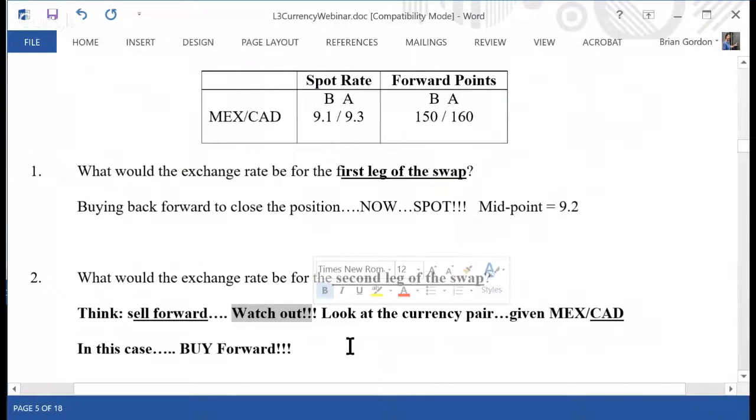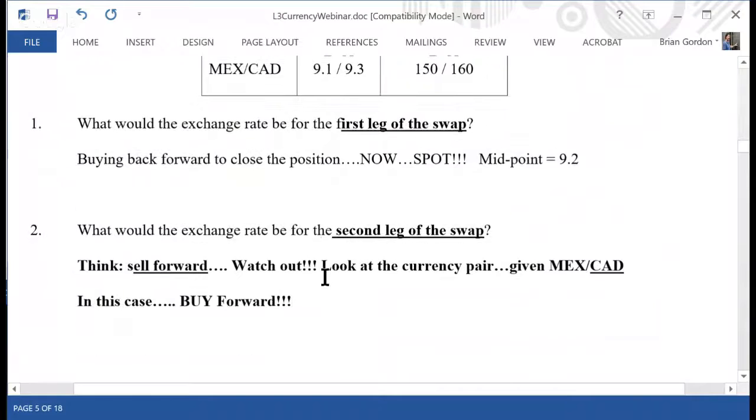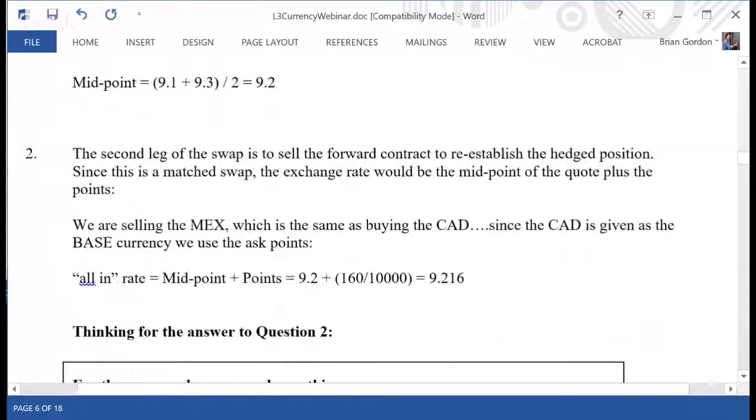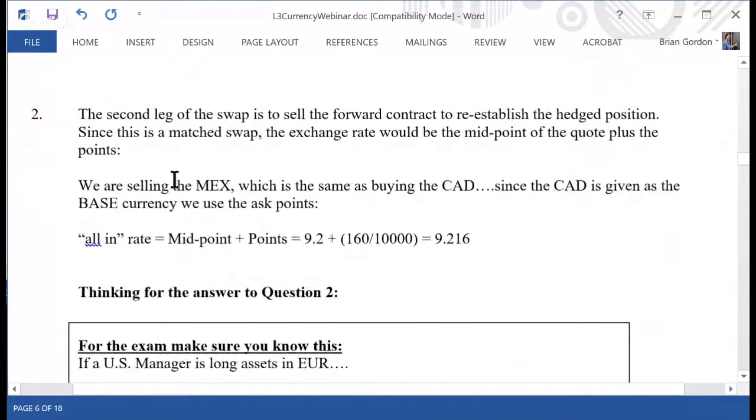This will be what I think you need to take away from this exam, is really paying attention to what you're looking at. So, if I scroll down to our answers here, sure, we've got the midpoint. Now, on the second question, I didn't calculate the forward exchange. But let's just carry on from our thinking here. Remember, we were buying the base currency. We were buying the CAD.